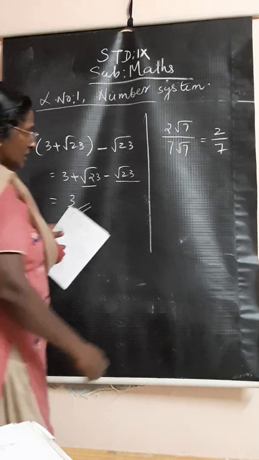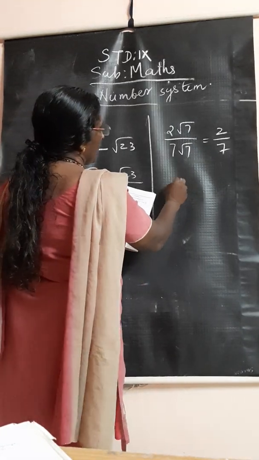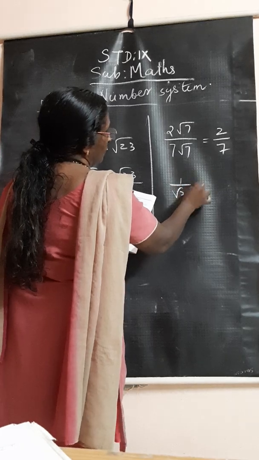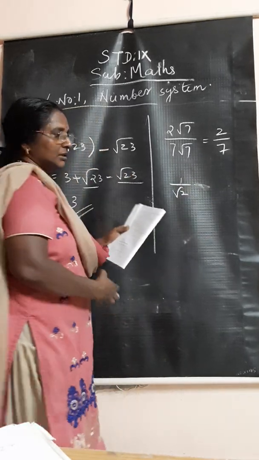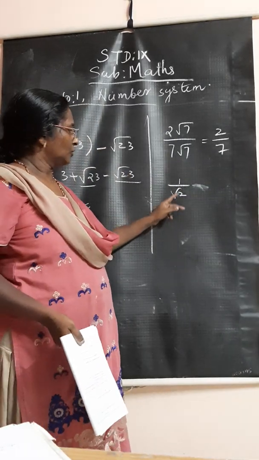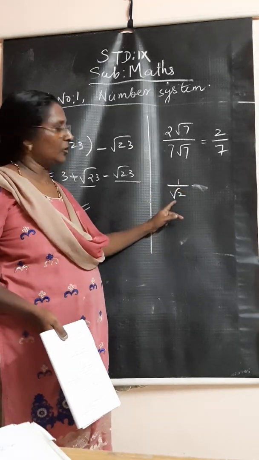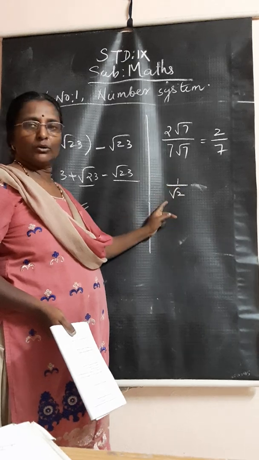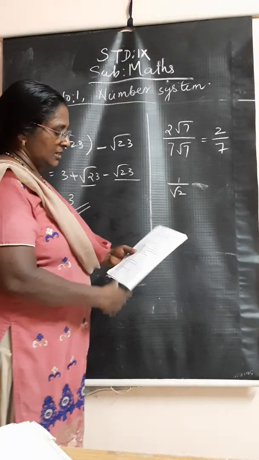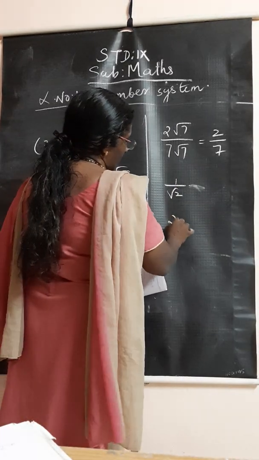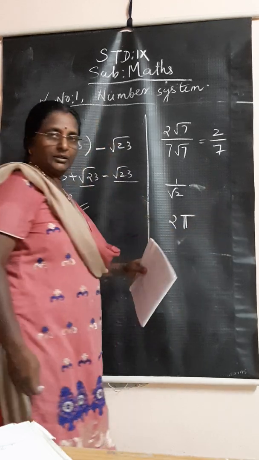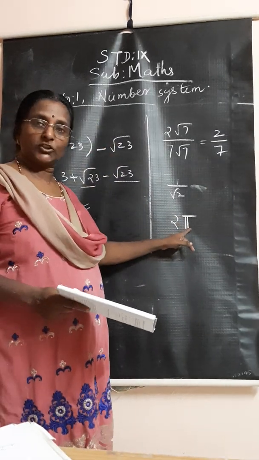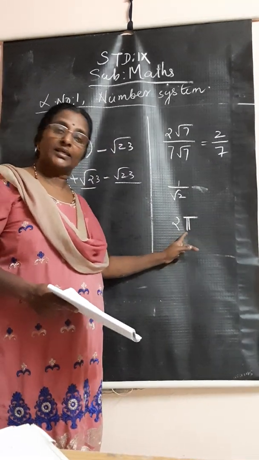Next question is 1 by root 2. What type of number is it? There is no simplification here. It is irrational: 1 is rational and root 2 is irrational, therefore 1 by root 2 is irrational. Next question is 2 pi. Here pi is irrational, therefore 2 pi is irrational.